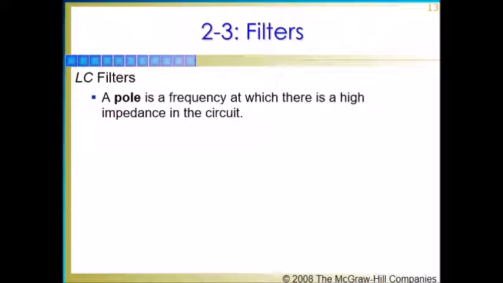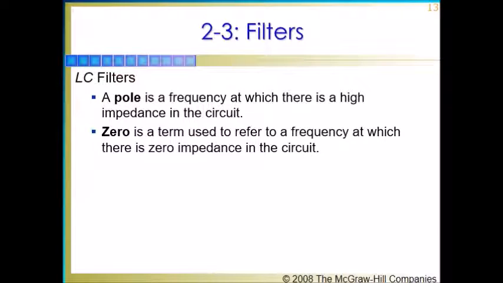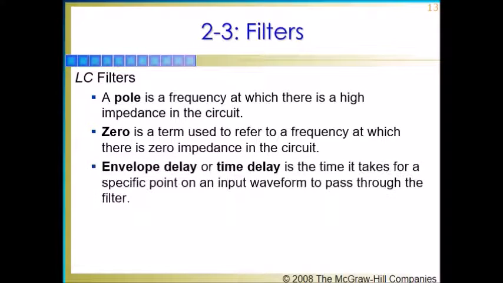A pole. A pole is a frequency at which there is a high impedance in the circuit. It is also used to describe one RC section of a filter. Zero. Zero is a term used to refer to a frequency at which there is a zero impedance in the circuit. Envelope delay, or time delay, is the time it takes for a specific point on an input waveform to pass through the filter.